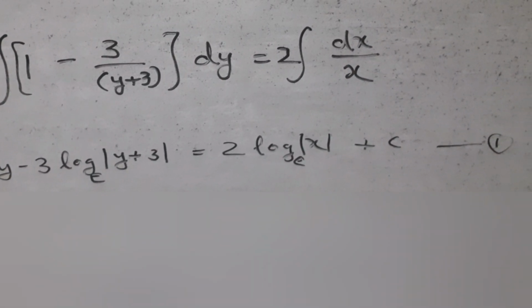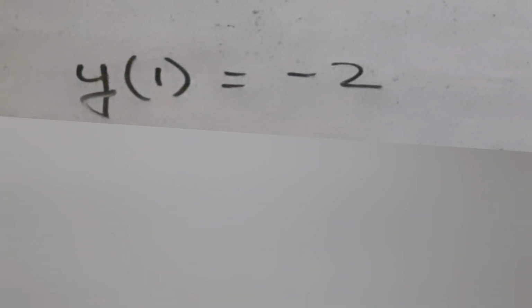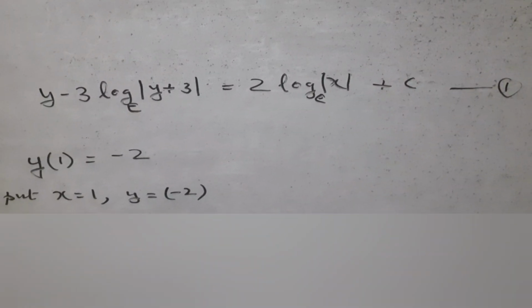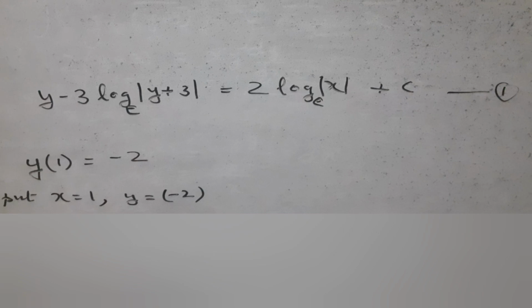Use the given condition y of 1 equal to minus 2 to solve for c. So replace x with 1 and y with minus 2 and rearrange and solve for c.